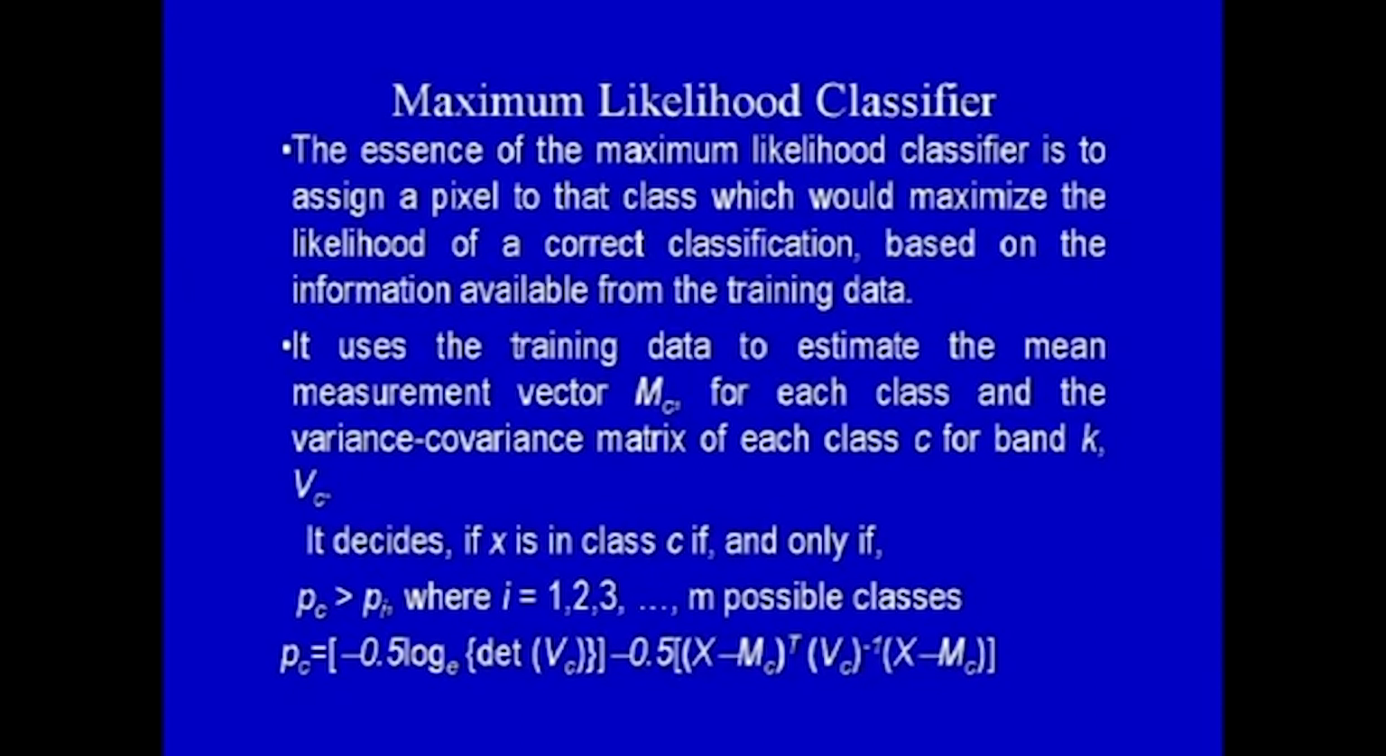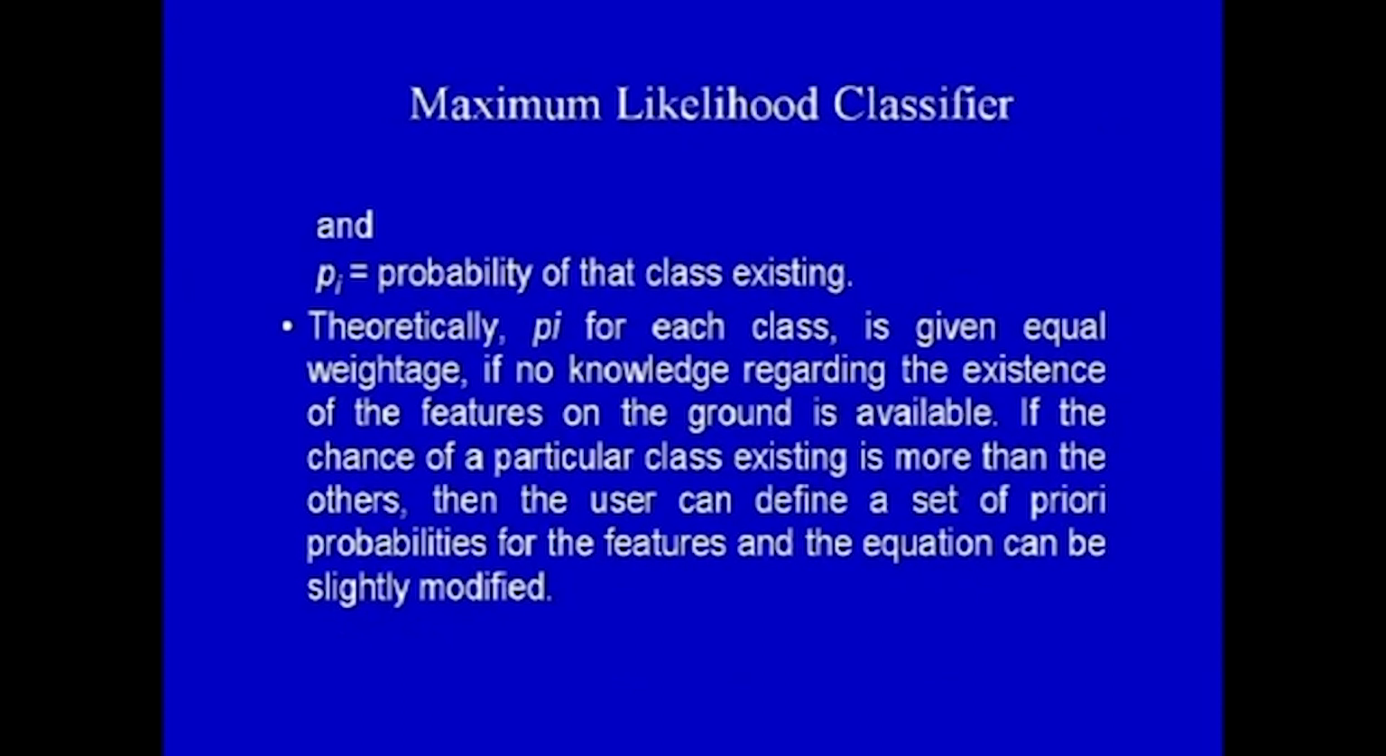P(C), that is the probability of the class C belonging to that particular class, can be defined by the relationship as expressed here, where it is minus 0.5 log e of the determinant of VC, minus 0.5 multiplied by the product of the matrices defined by (X minus MC) transpose multiplied by the inverse of VC multiplied by the (X minus MC) matrix, and Pi is the probability of the class existing.